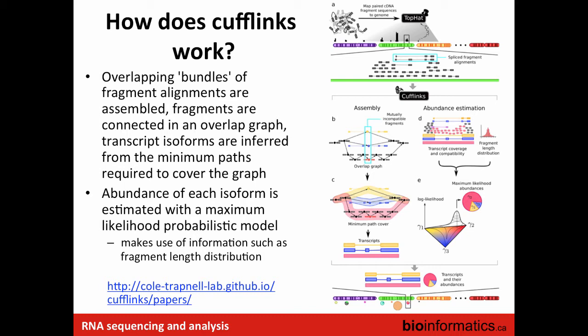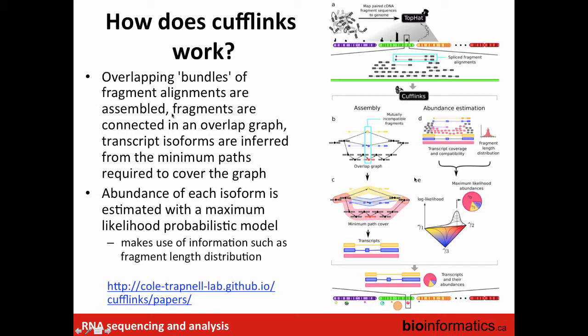which transcript species do I believe are in this sample, and then assign reads in a probabilistic manner to those different putative isoforms. And it does this first by assembling these overlapping bundles of fragment alignments. So it'll say, okay, I see a pile of alignments here that look like they belong together. So I'm going to call those a bundle. And that basically creates a possible locus. So there's this region of the genome that has all of these overlapping alignments, which look like they could be evidence for expression from a gene locus. And then it tries to assemble those fragments into different transcript isoforms using concepts of graph theory. So it creates an overlap graph in which the different isoforms are inferred from the minimum paths required to cover the graph.